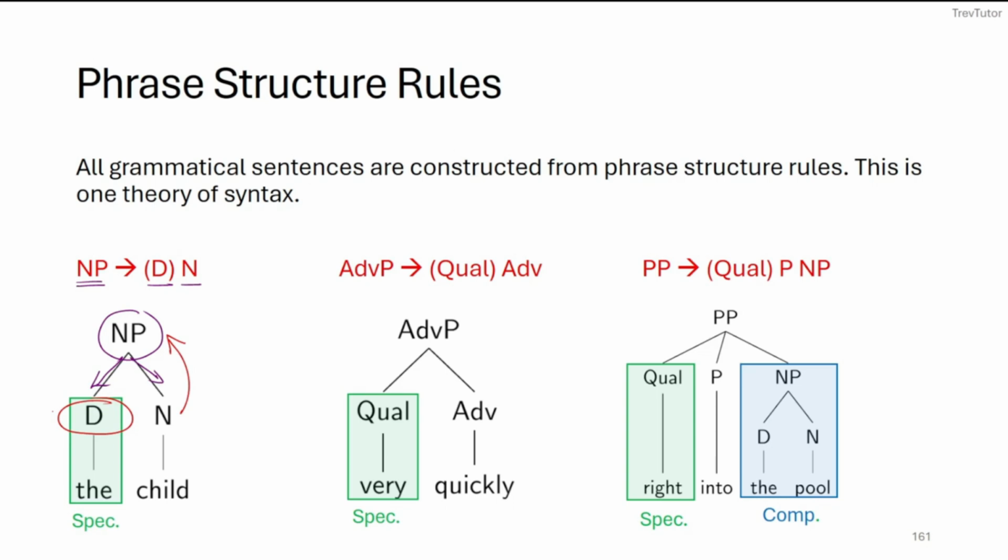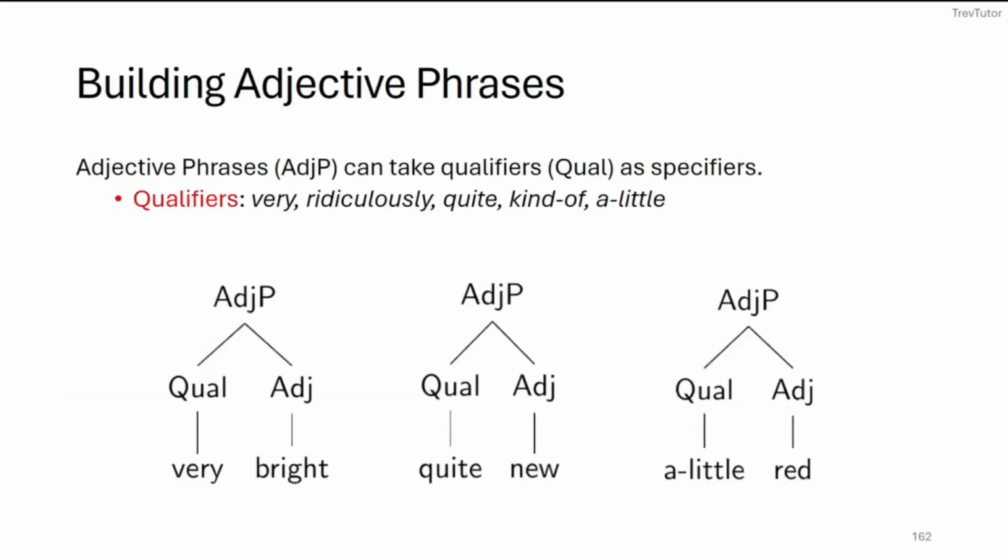In terms of adverb phrases, we can add qualifiers before them. So very quickly, we can say that an adverb phrase is built from an optional qualifier plus an adverb. In terms of prepositional phrases, we can add an optional qualifier as a specifier. We have the preposition head building into the prepositional phrase, and it takes a noun phrase complement, which can then be broken down into more components. So we'll learn what these categories like qual and d are, and we'll learn how to build our structure step by step without needing these pesky phrase structure rules. It's usually better to just understand how words come together rather than memorizing a bunch of different phrase structure rules.